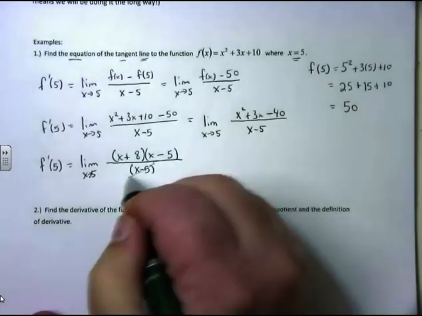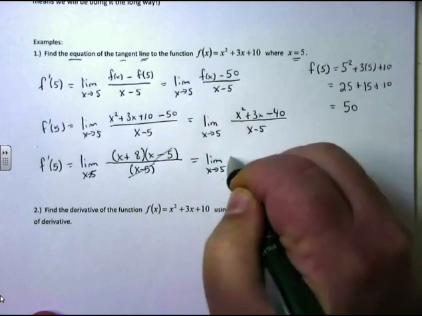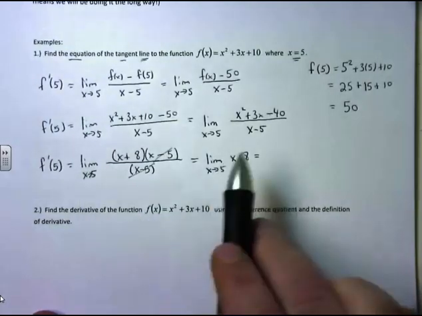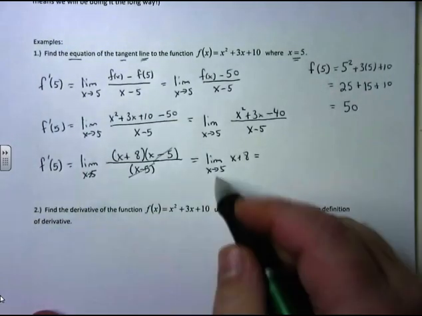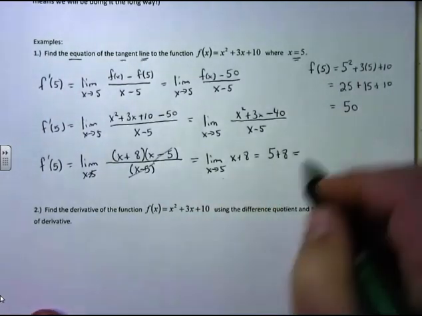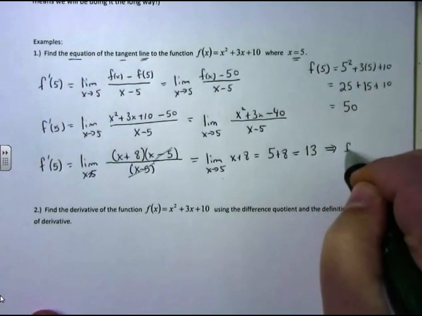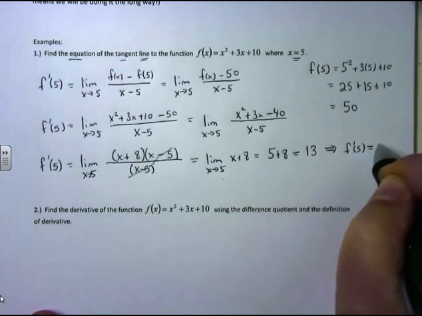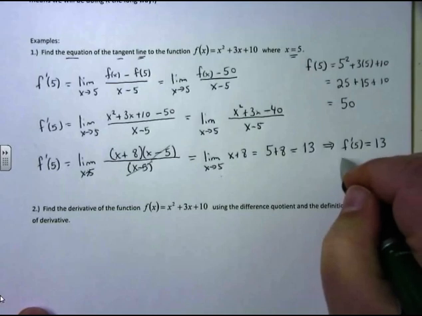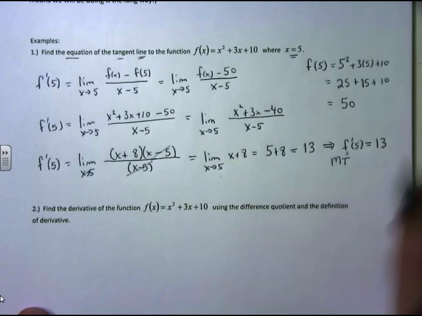And you'll notice that my x minus 5's cancel, so this leaves me with the limit as x approaches 5 of x plus 8. And notice I wrote limit, limit, limit all the way through the problem until the point where I actually get to plug in the number. When I plug in 5, I don't write limit anymore. 5 plus 8 is equal to 13. So this is telling me that the derivative f prime of 5 is equal to 13, which tells me that the slope of the tangent line when x equals 5 is 13.